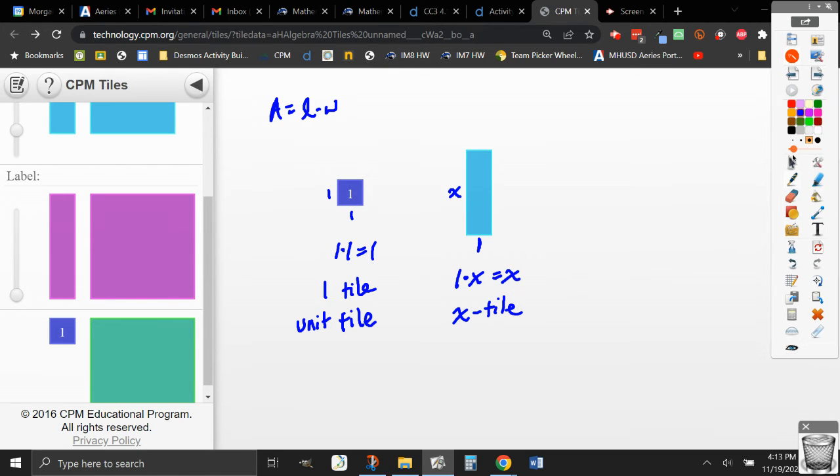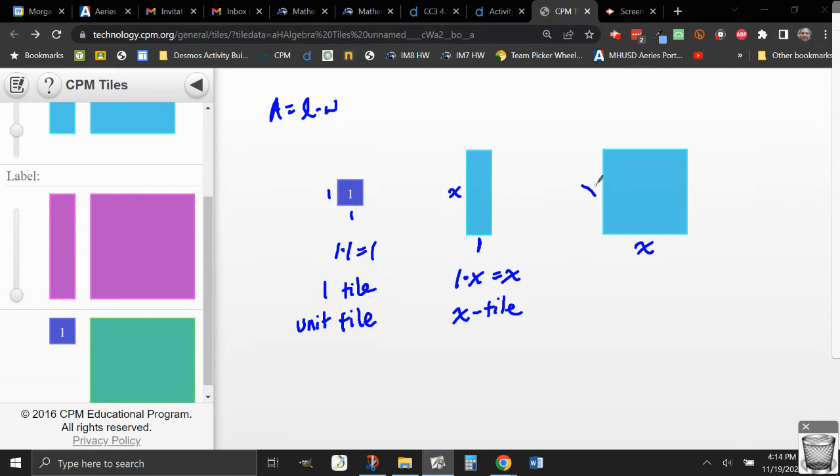And the last tile that we need to know about is this big guy right here. Well, we know from before that this tile lines up perfectly with the side that we now know is called x. This is an x by x tile. The area would be x multiplied by x, which means we need to use some exponents to get the answer to that one. That's x to the second power. This is called an x squared tile. So from now on, I will refer to those big ones as x squared tiles.